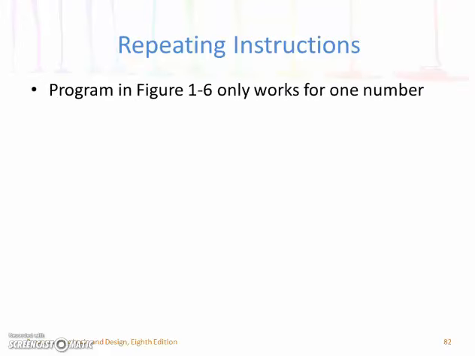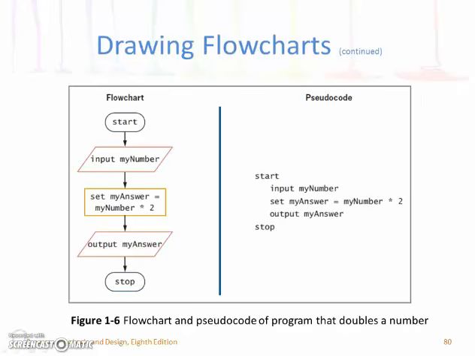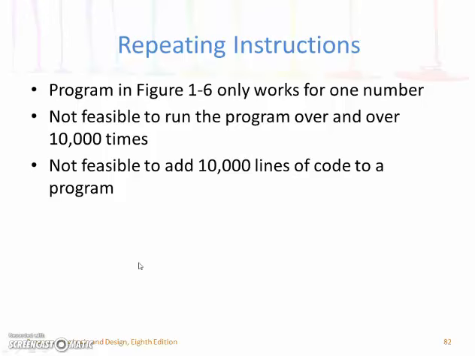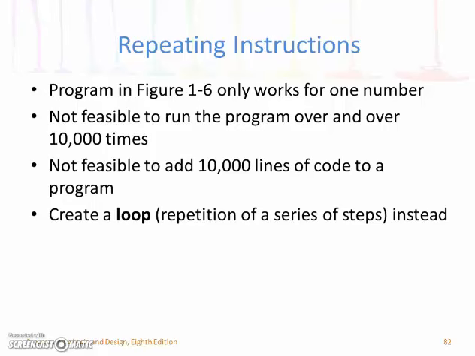Repeating instructions. Alright, now program in figure 1.6. Here's 1.6, the flowchart and pseudocode for the doubling of a number. This only works for one number. It's not feasible to run the program over and over 10,000 times. It's not feasible to add 10,000 lines of code to a program either. So what we actually do is we create a loop, which is a repetition of a series of steps instead.